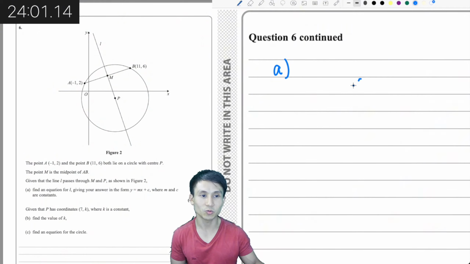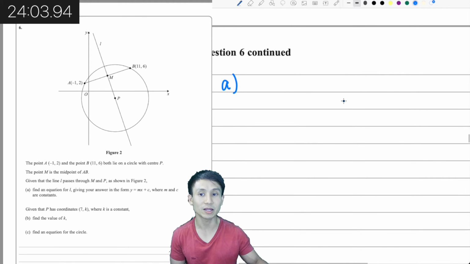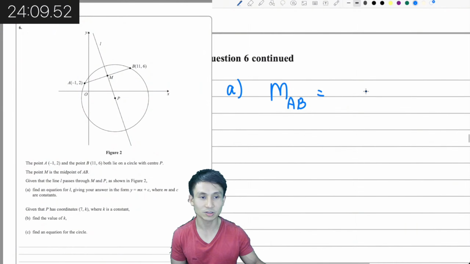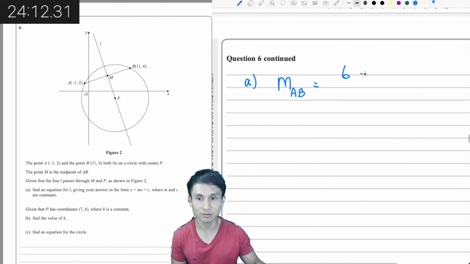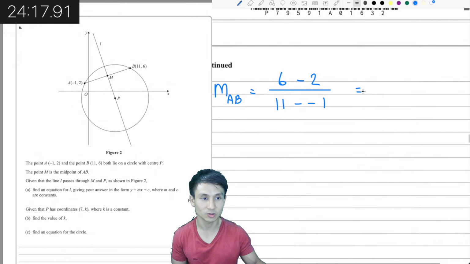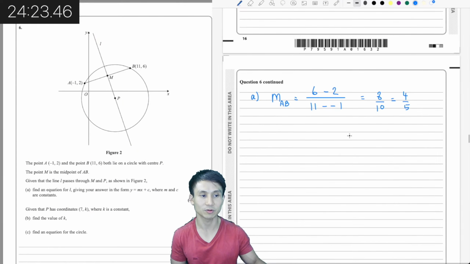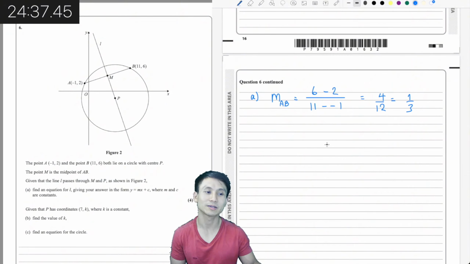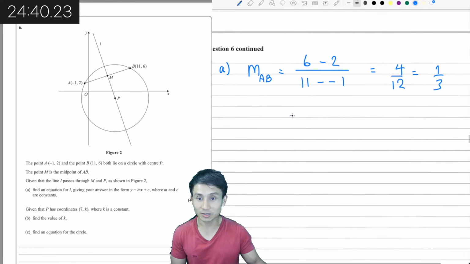So we need to find where M is, and we need to find the gradient of line AB, right? So gradient of line AB first equals delta y over delta x. So delta y is 6 minus 2 divided by 11 minus minus 1. So that becomes 4 over 12, or 1 over 3 for the gradient. Oh, okay, my bad. That's the gradient of line AB.